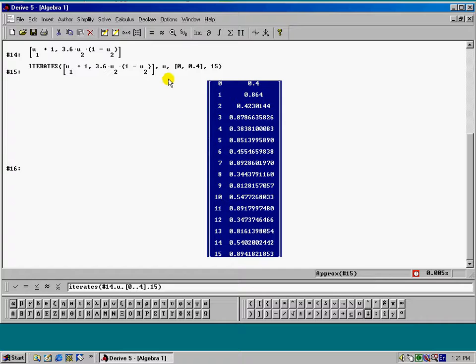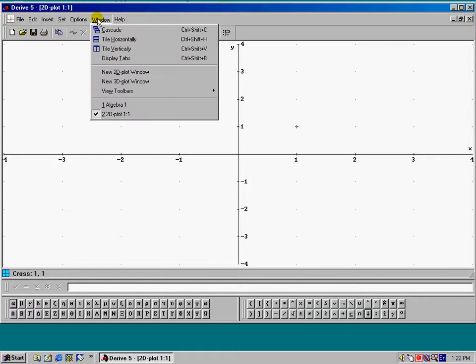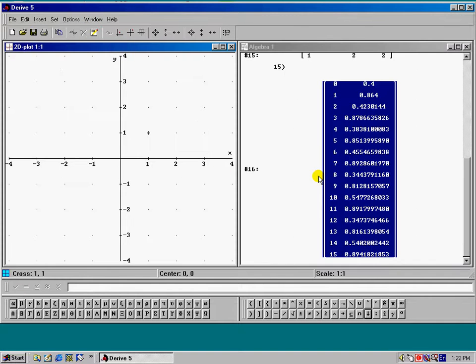This information we may also graph. So let's create a graphing window. Let's tile so we can see both. And then we plot the points. Here they are.